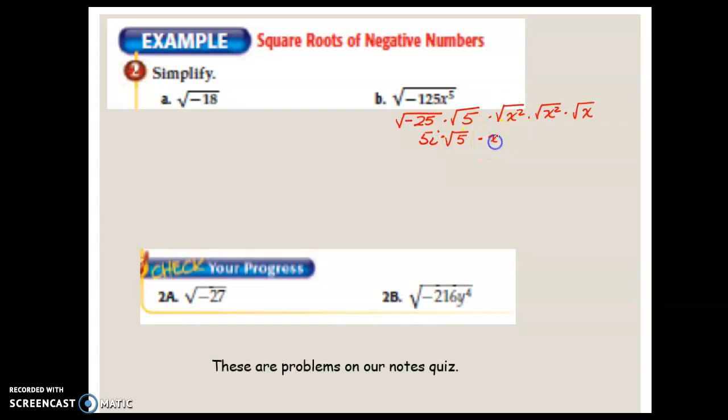Square root of x squared is x. And then you've got a square root of x left. So this is going to be 5i times x squared. And then you have the square root of 5x. And this would just be written all together: 5ix squared, square root of 5x. And that is actually your answer. If I had had x to the 6th, I wouldn't have had any x's left under there. But that's just so you know.